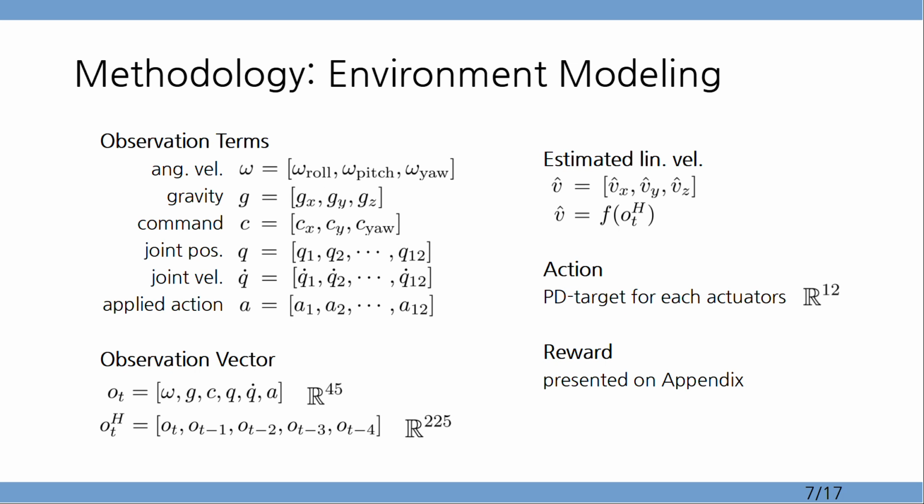First, the environment setup. Our observation space includes angular velocity, projected gravity, command velocities, joint states, previous actions, and an estimated linear velocity, computed by a neural network from historical observations, since we can't measure it directly. Actions are target positions for the 12 actuators, and the reward function balances velocity tracking with penalties for excessive motion or instability. The details are presented in the appendix.